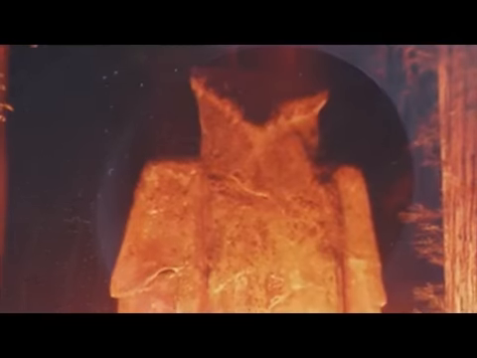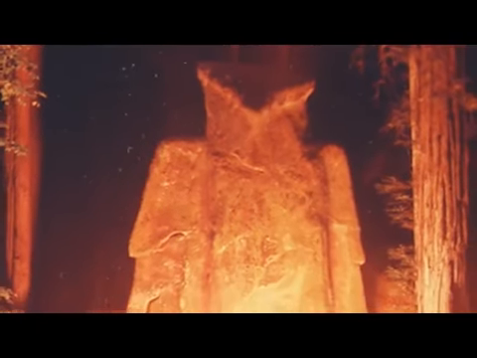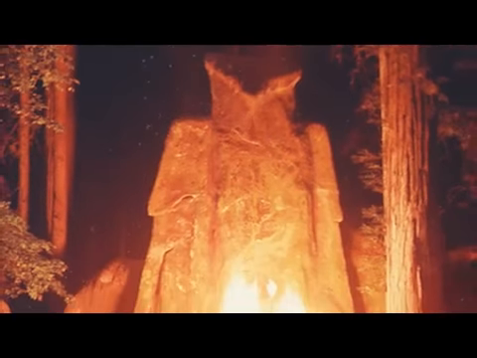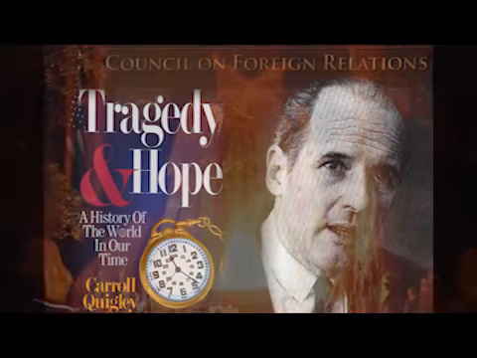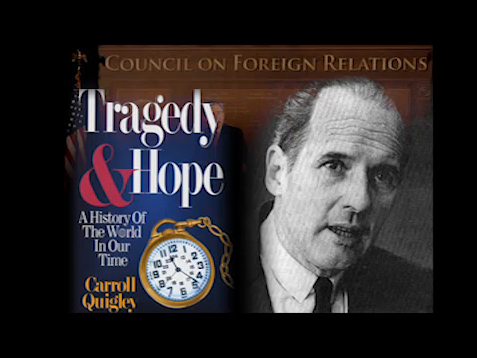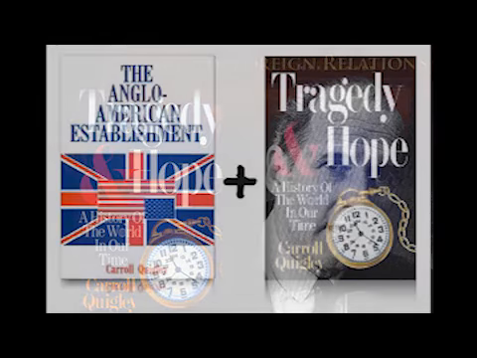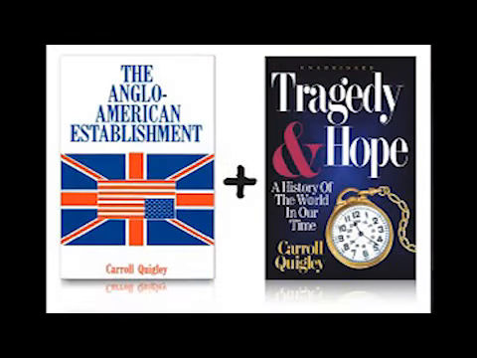Saturn is often worshipped in secret societies. Professor Carol Quigley, author of Tragedy and Hope, as well as The Anglo-American Establishment, often talked about rings within rings within rings when speaking about how power systems operate in the modern world.